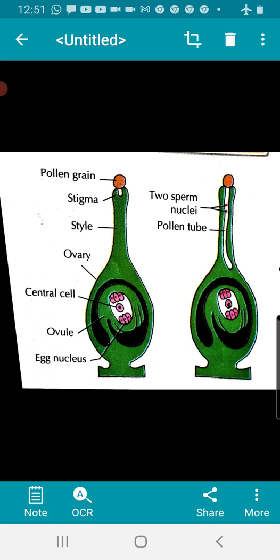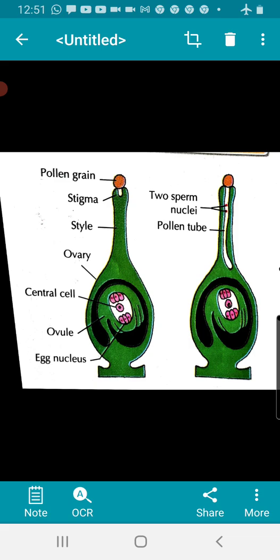So after successful pollination, the stigma secretes some nutrients. The pollen grains absorb these nutrients and start growing. A thin tube grows out of the pollen grain. In this picture you can see the red color is called the pollen grain. From there the small pollen tube is growing, and then it goes inside, and the pollen tube keeps growing till it reaches the ovule inside the ovary and enters it.